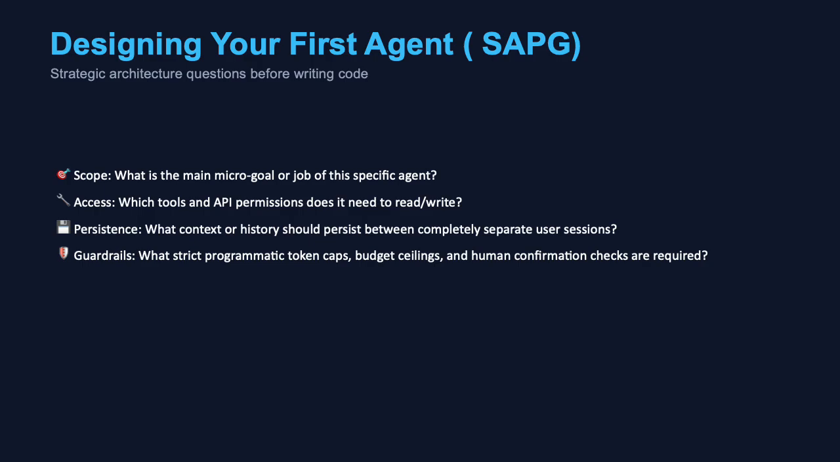Designing your first agent, I would say the architecture consists of four questions. I call it SAPG, which is scope, access, persistence, and guardrails. First and most important, what is the exact scope of the agent? Make it very narrow and specific. For example, answer basic customer questions if you're building a customer support bot, or plan travel for sales staff. If the scope is too wide, the agent becomes confusing and hard to control. So make it very simple, narrow, and specific.